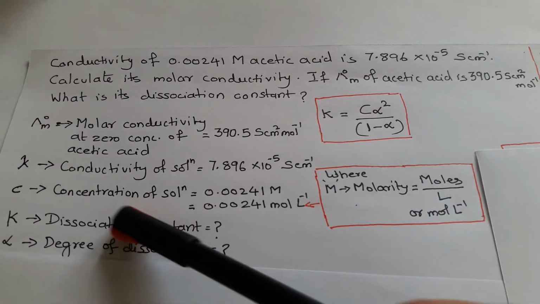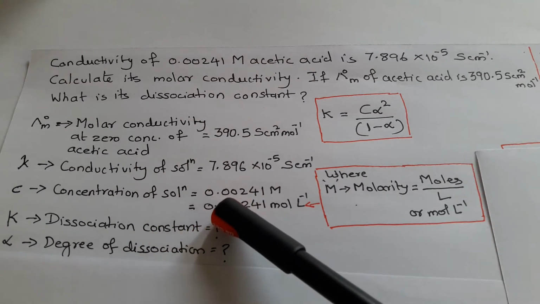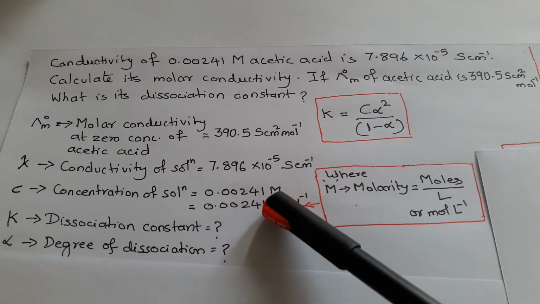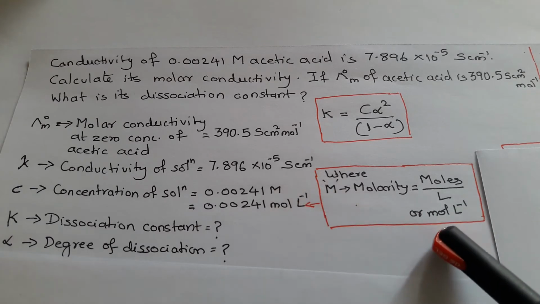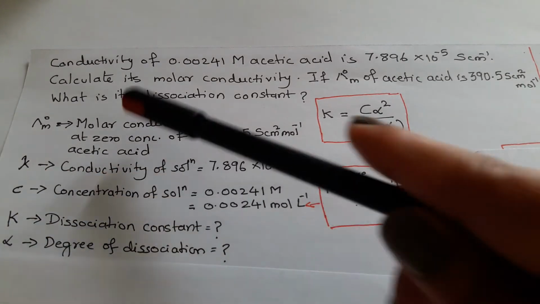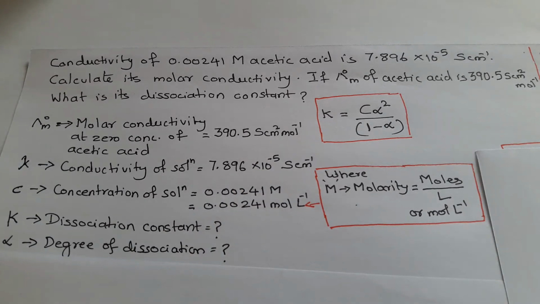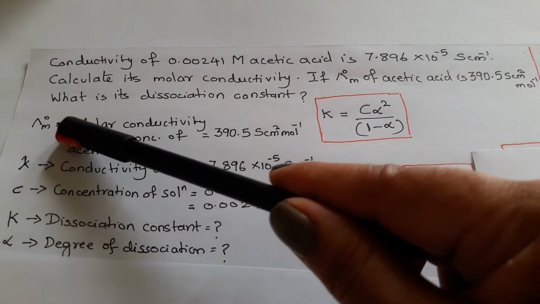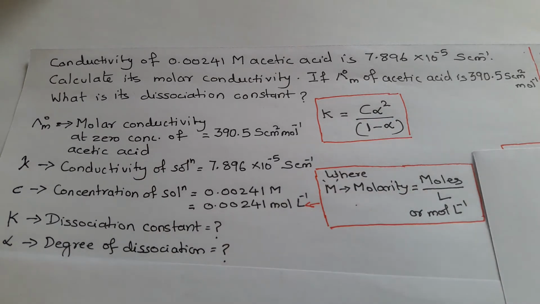C is concentration of the solution and the value is given in the numerical as 0.00241 M, where M represents molarity and molarity means mole per liter. The value of kappa, that is conductivity of the solution, is given as 7.896 into 10 raised to minus 5 Siemens per centimeter. Lambda m naught is also given, but the value of alpha we need to find, that is degree of dissociation.